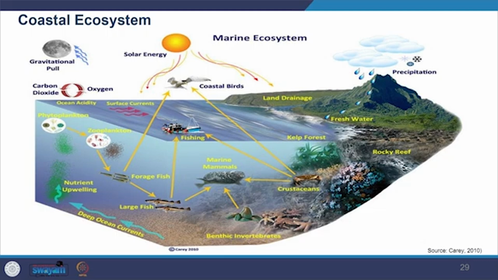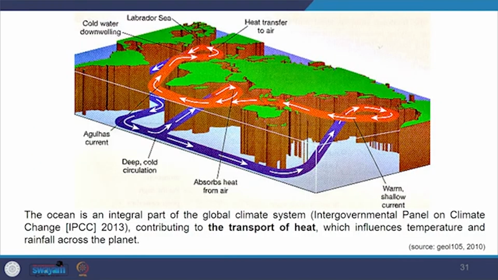Coastal ecosystems also provide numerous environmental benefits such as coastal stabilization, regulation of coastal water quality and quantity. We also see biodiversity and spawning habitats for many important species happen here. The ocean is an integral part of the global climate system.